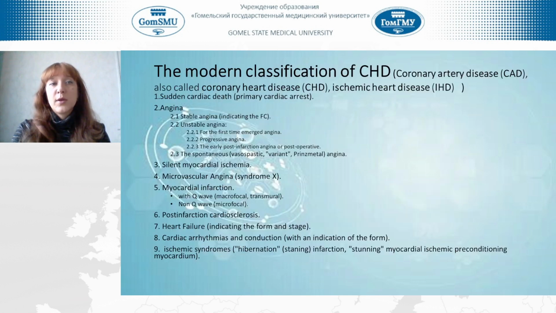and its actual supply. The classification of coronary heart disease, categorized as coronary artery disease or ischemic heart disease, includes 9 points. First, sudden cardiac death, primary cardiac arrest. Second, angina, which divides into 3 parts: stable angina, unstable angina, and spontaneous angina. Stable angina includes 4 functional classes, as you remember, I hope. Unstable angina can be first-time angina, progressive angina, and early post-infarction or post-operative angina. Spontaneous angina is the spastic variant, or Prinzmetal angina.